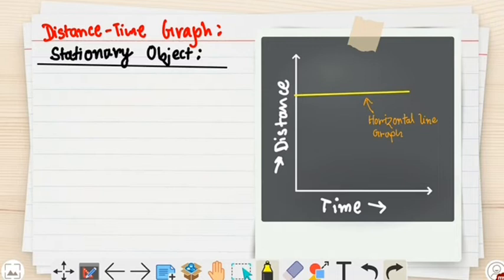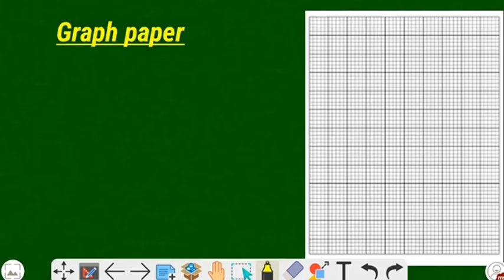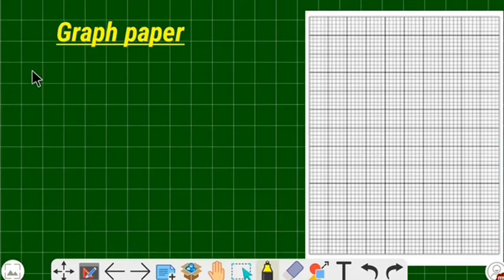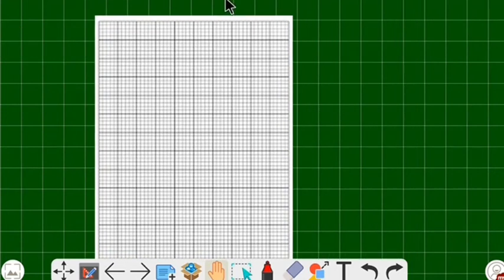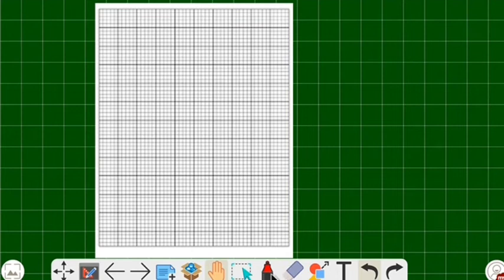Now we are going to study how to draw graphs and what a graph paper is. So this is called a graph paper. This is an image of graph paper. Here you can see, this distance is actually 1 centimeter. So this is a 1 centimeter square box.